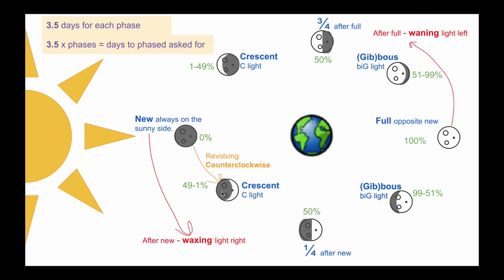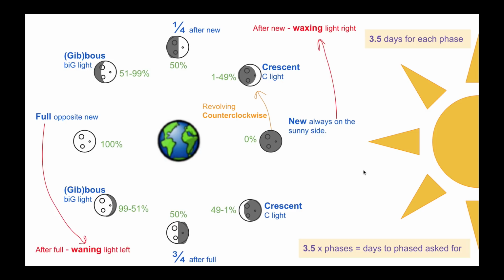So let's say we're starting with a crescent, and they said, when's the next third quarter moon? Okay, so from here we're just going to count 1, 2, 3, 4, 5 phases. 5 times 3.5 is 17.5. So 17.5 days from the crescent moon until the third quarter moon. So that's how you can use that calculation to make predictions.